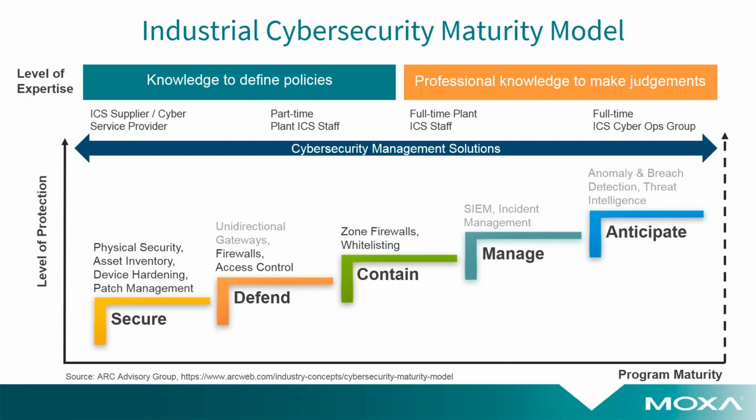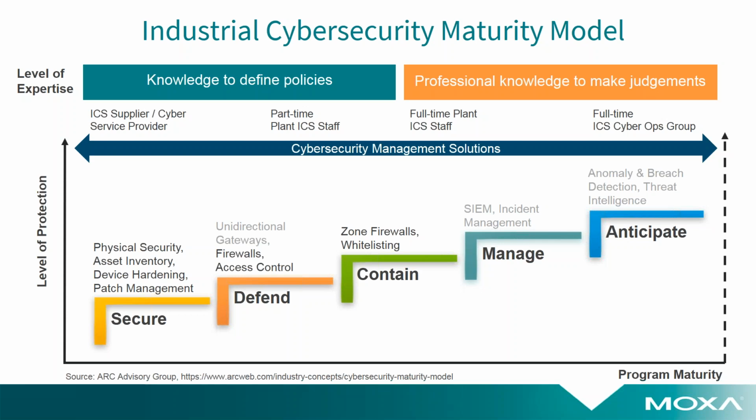So, starting on the left, typically people that are outsourcing, they'll bring somebody in, do an audit, look at the physical security, take asset inventory, look at the configuration of the devices and harden the configurations, deploy patches. Then they'll start to move towards deploying firewalls and access control, and then moving more towards a defense in depth with zone firewalls and deploying some whitelisting. At that point, you need some personnel to be looking at this on a regular basis.